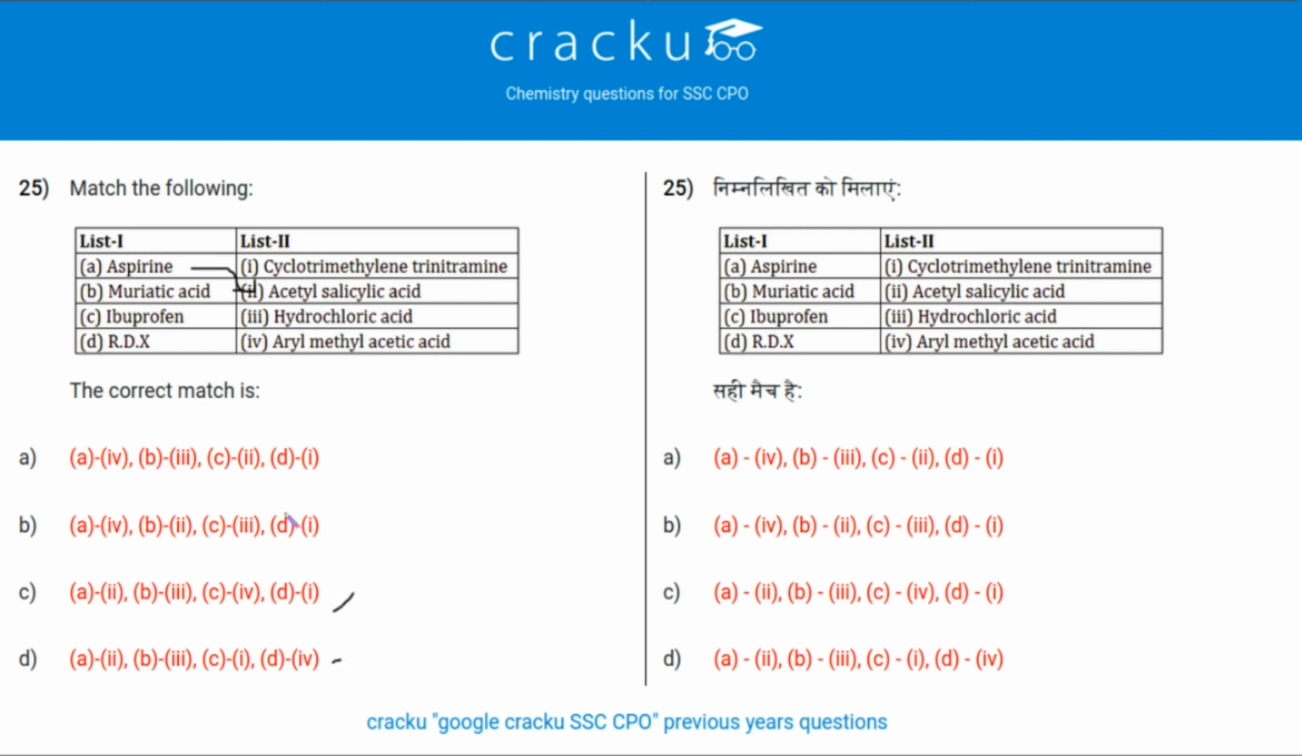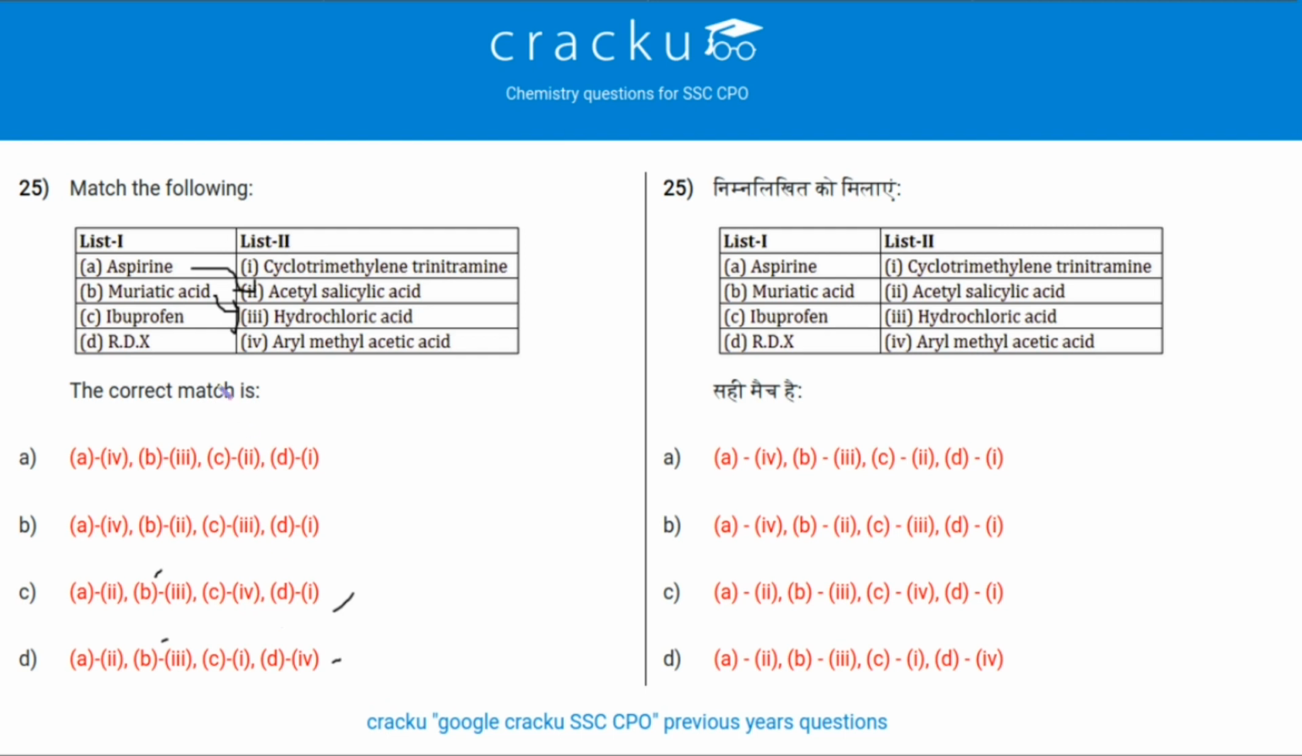So for B, this can sound difficult, but this is easy. B is hydrochloric acid. So B is 3, but even here in option C and option D we find B to be 3. So C and D will now be the deciding one.